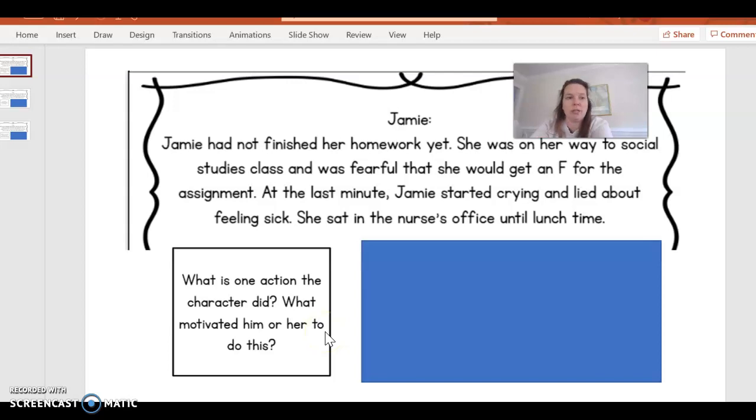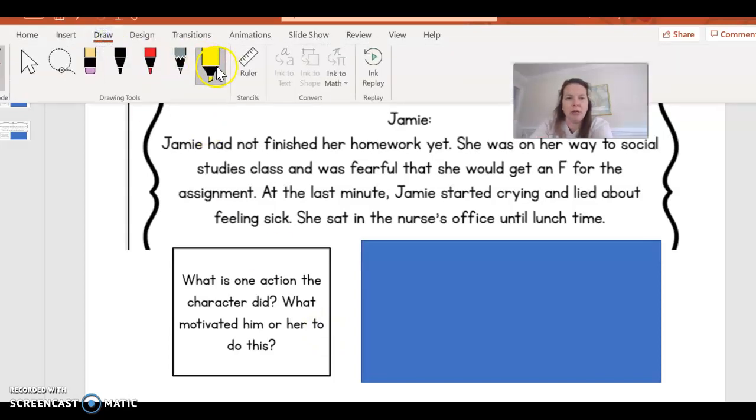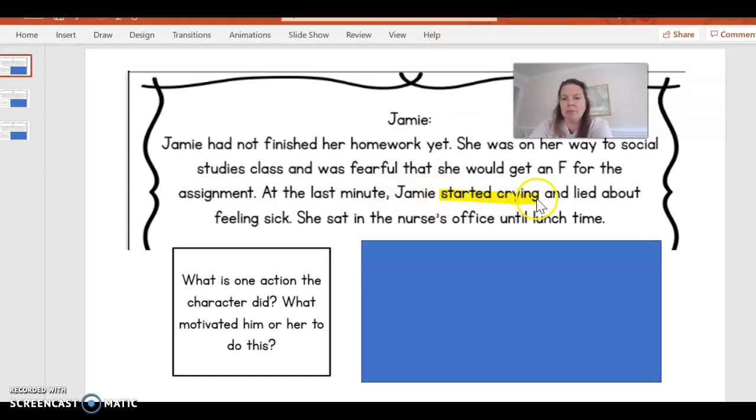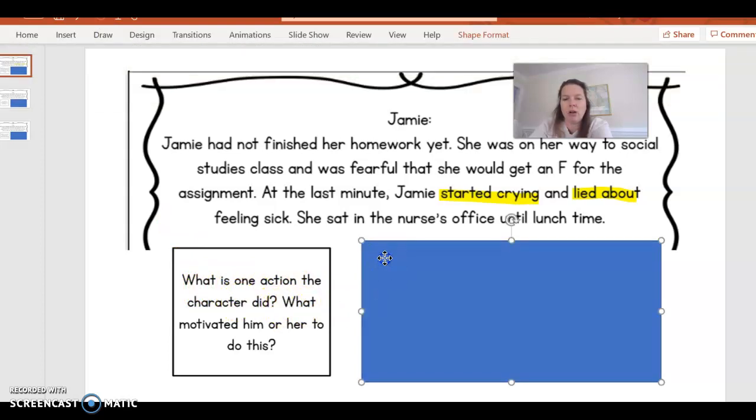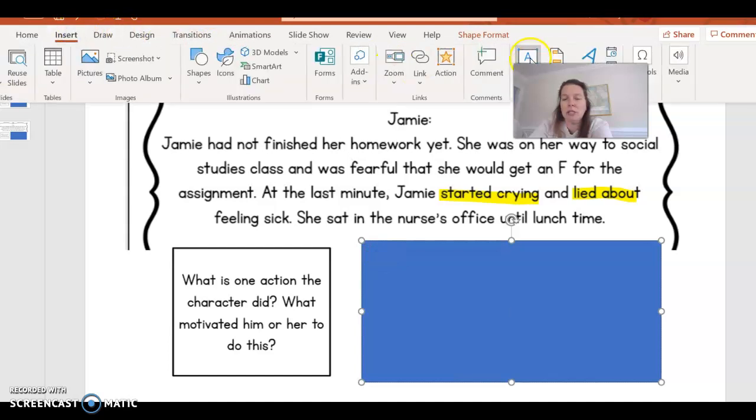So there's a couple answers here. So I'm going to get my highlighter right here, and we're going to highlight a couple of things. So let's just start right here. Why she started crying and she lied. Okay, that's something that she did. That's what it says, what is one action the character did? So now let's talk about why do we think she did that?